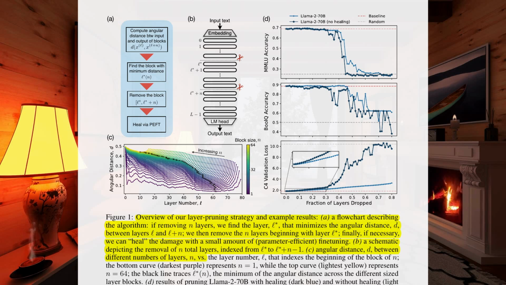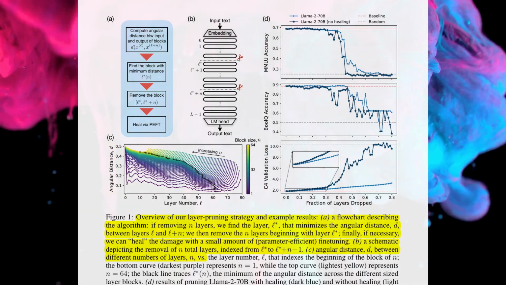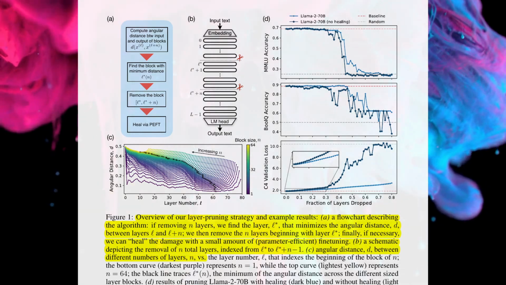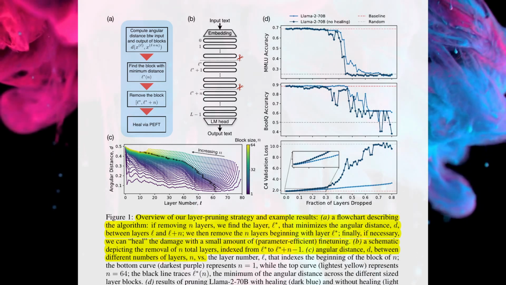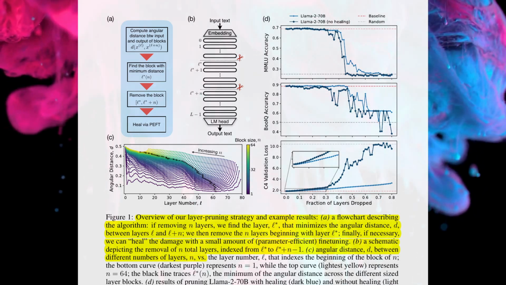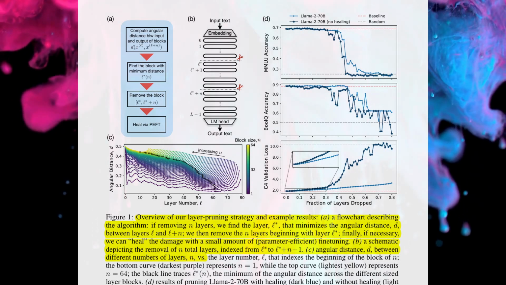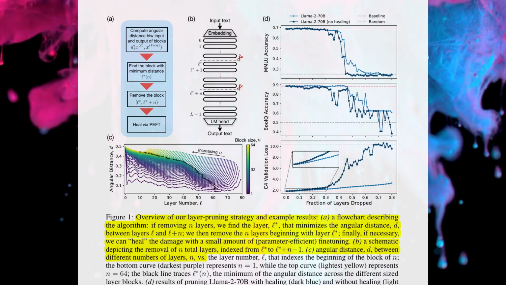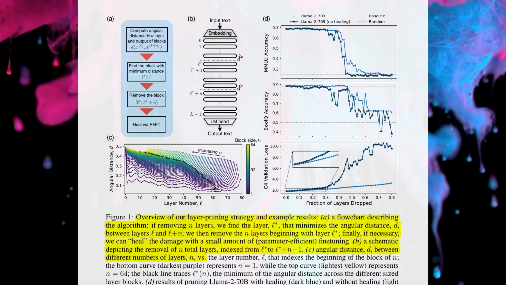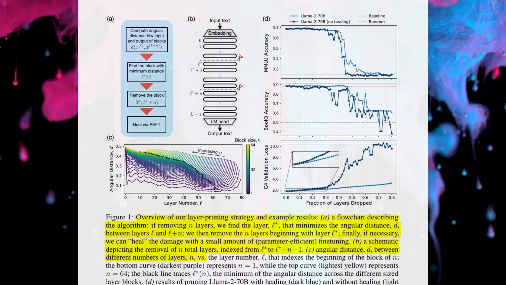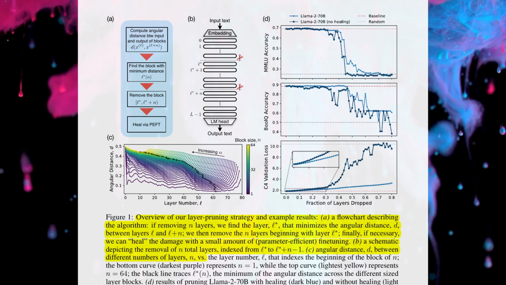Let's break down this process. Choose the number of layers to prune, n. Calculate the angular distance between the input and output of each block of n layers. This distance essentially tells us how much the representation changes within that block. Identify the block with the minimum angular distance. This block is considered redundant and is the prime candidate for pruning. Remove the chosen block of layers and connect the previous layer's output directly to the subsequent block's input.